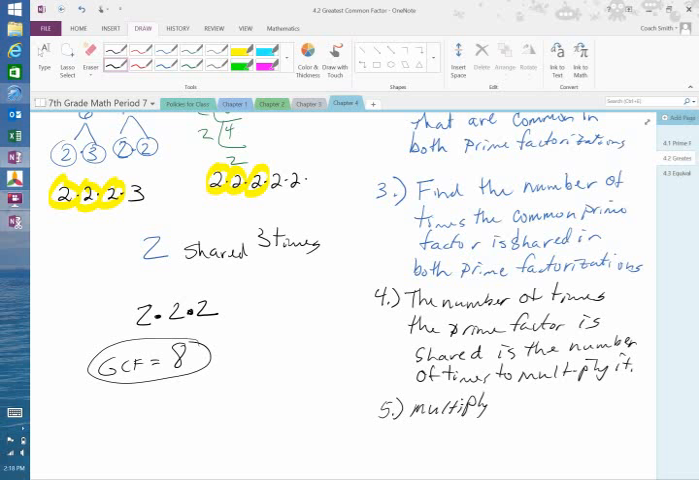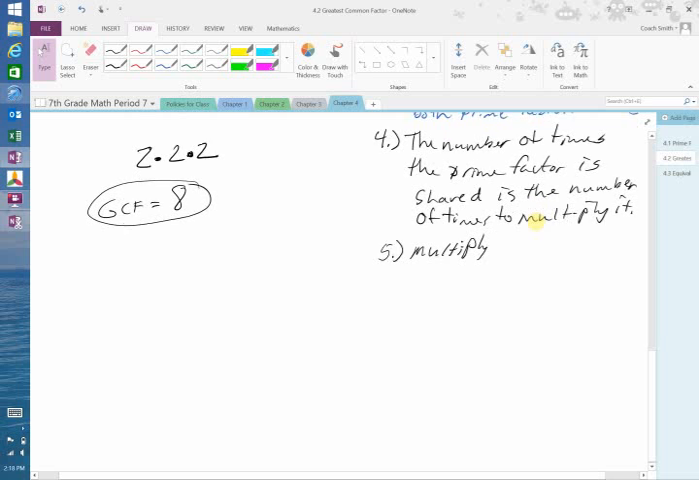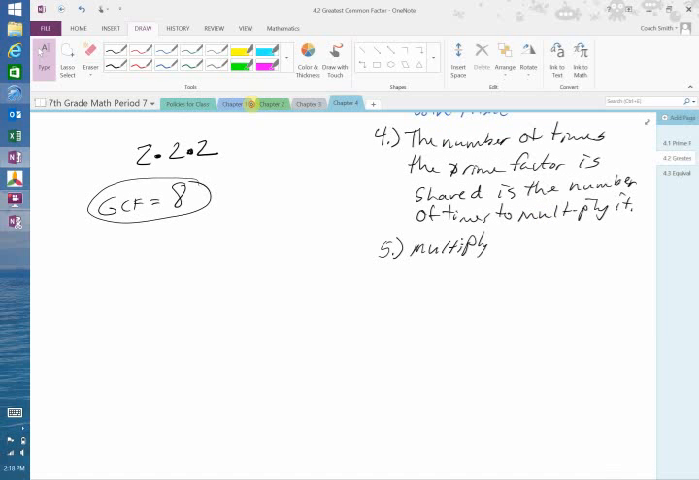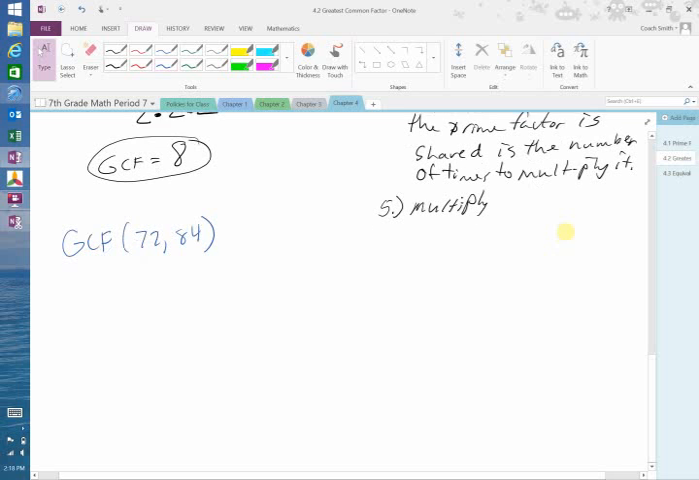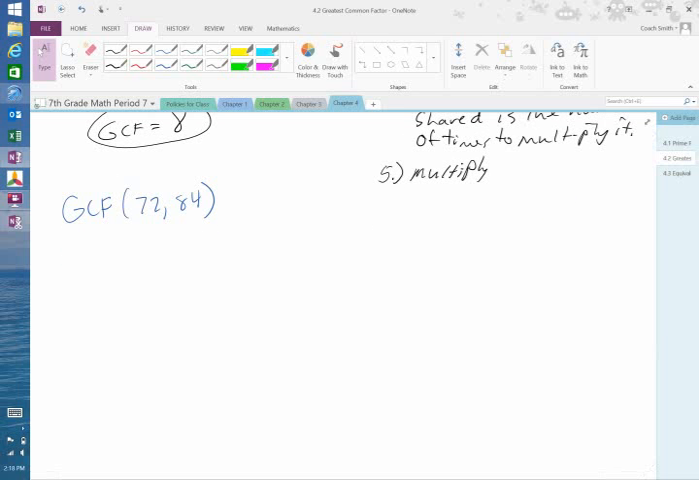I'm going to do one without all the writing, and just do one from the get-go with our steps. So I want to find the GCF of 72 and 84. So step 1 is to, thank you, prime factor. So this is step 1.